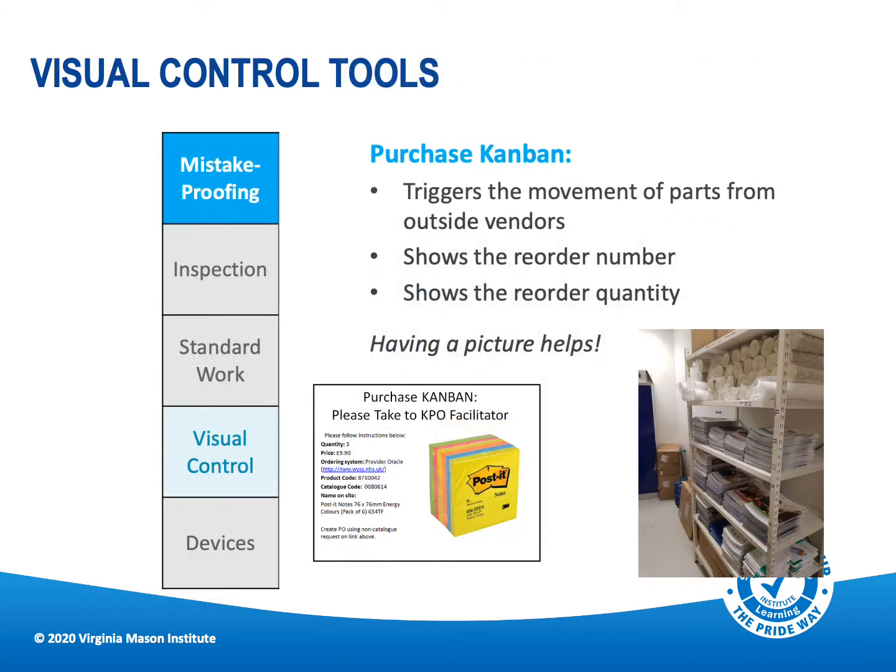Here is an example of another type of visual control, a Kanban. This particular Kanban is a purchase Kanban, and its purpose is to alert us that something needs to be bought or ordered in. When used correctly, Kanbans are very effective tools at preventing inventory waste and overproduction from occurring.